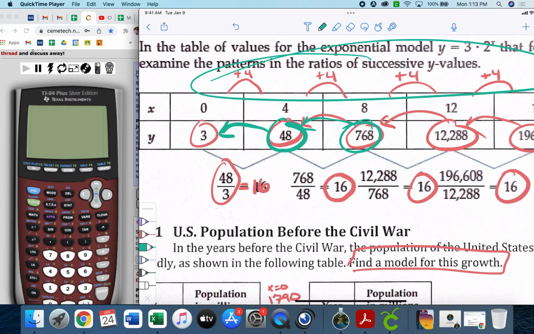How do you check to see if it's a linear function? The y's would go up by the same amount, right? Like they would go up by 16s or something each time.